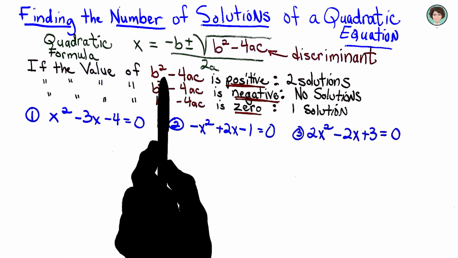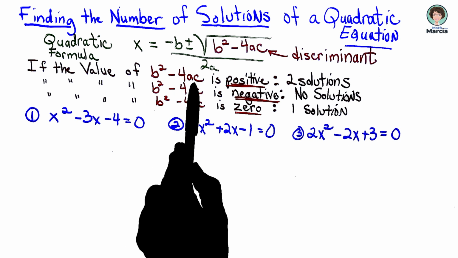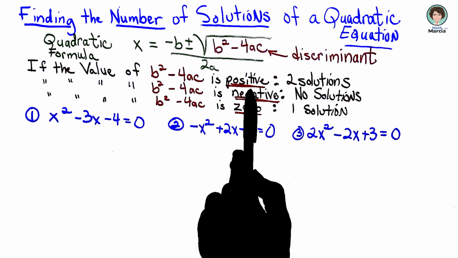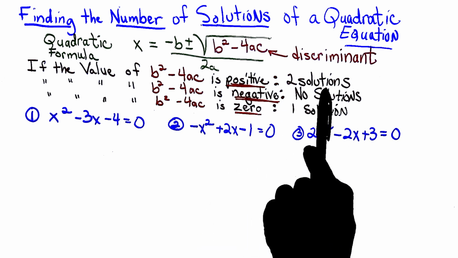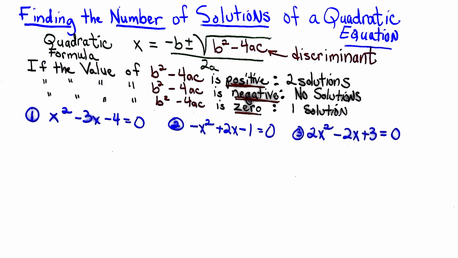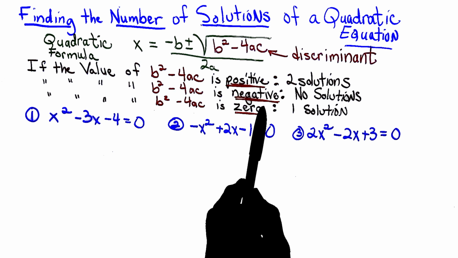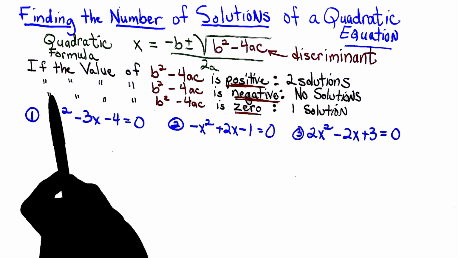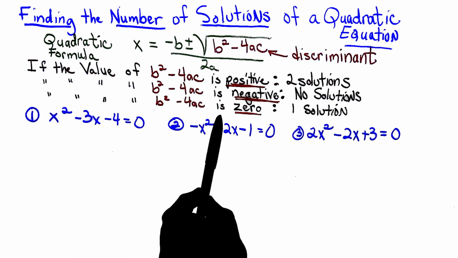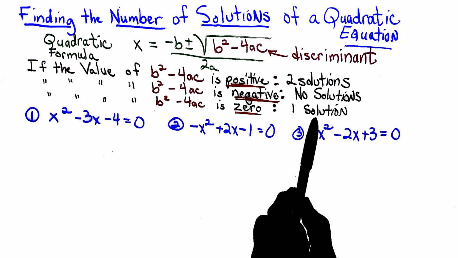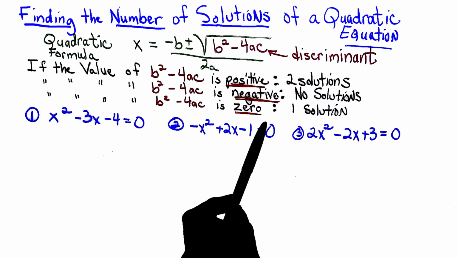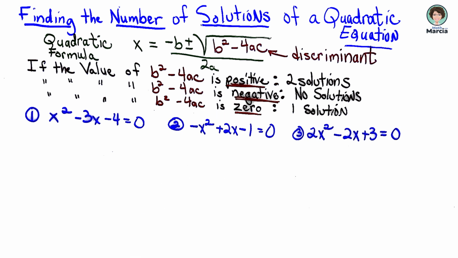So if the value of the discriminant, we're going to just substitute values in a minute, is positive, then we know there are two solutions. We don't know what the solutions are, we just know that there are two. If the value of b squared minus 4ac is negative, there are no solutions. And if the value of b squared minus 4ac is 0, we know that there is one solution. So if we're using this little rule to help us figure out how many solutions there are, we will not be actually finding the solutions. We're just finding out the number of solutions.